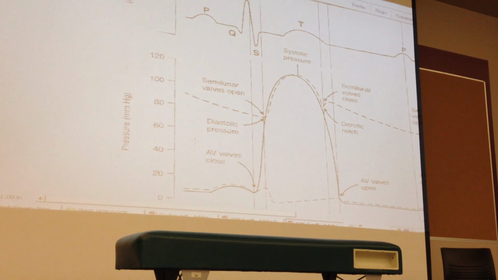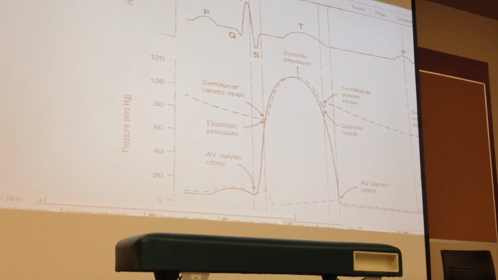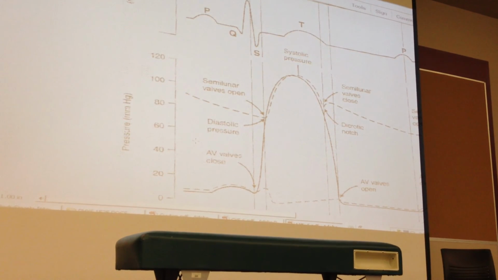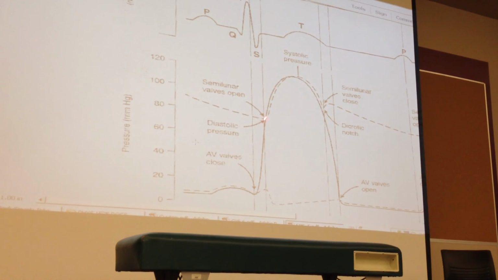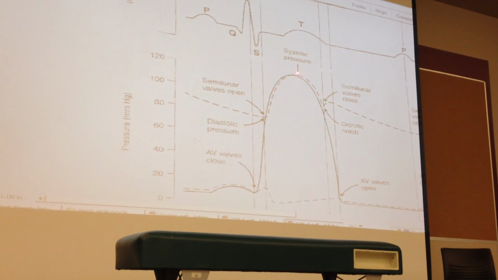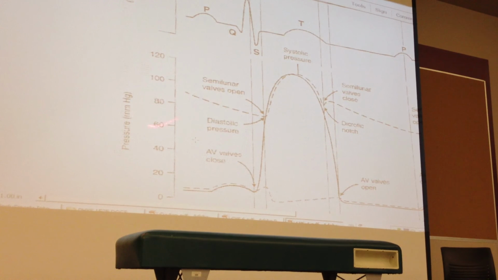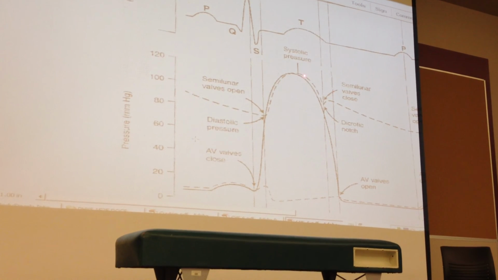Question: why do the semilunar valves close at a higher pressure than the pressure that is needed for them to open? What he's asking is, take a look at the pressure. That pressure is around 100, whereas the pressure to open the semilunar valve is only 80. What do we have? Have we injected extra blood into the aorta? Yes. And if there is extra blood, what does that do to the pressure? The pressure is higher. Follow me?